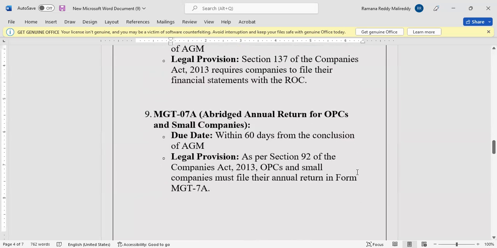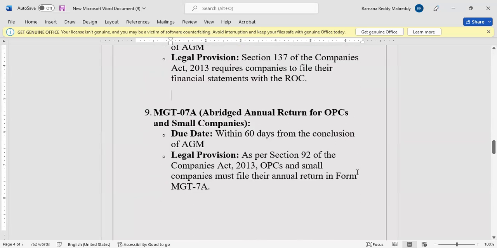Another form, MGT 7A. This is the annual return for OPCs, that is One Person Companies, and small companies. MGT 7A. The due date is within 60 days from the conclusion of the AGM. As per Section 92 of the Companies Act 2013, One Person Companies and small companies must file their annual return in the form MGT 7A. So for MGT 7A, the due date is within 60 days from the conclusion of the AGM.